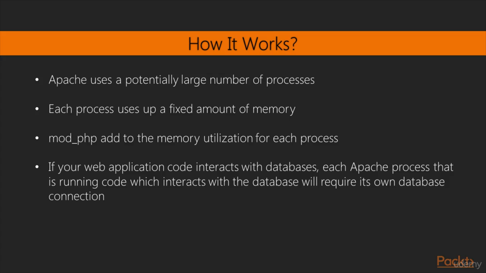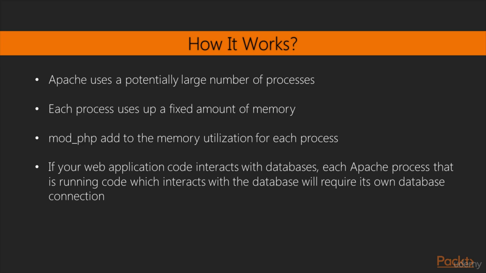So now we saw how to do it, and you must be eager to know how it works, right? So let's see how it's working. In order for Apache to scale to handle large numbers of simultaneous connections, it uses a potentially large number of processes. Each process that runs uses up a fixed amount of memory, meaning that the more connections you are using at a given time, the more memory you are consuming on your system.